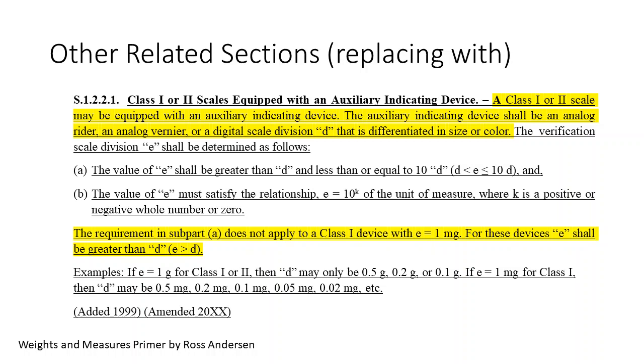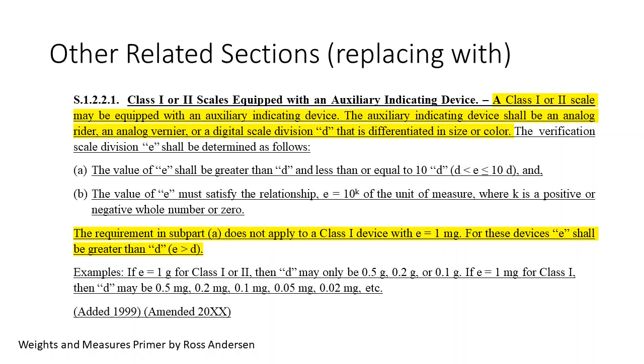When you evaluate E equals 10 to the K power, when K is an integer or 0, it will always be a 1, as in 0.01, 0.1, 1, 10, 100. There are 2 exceptions not addressed by the task group in yellow. Subpart A does not apply to a Class 1 scale with E equal 1 milligram. There is no lower limit on the size of D.